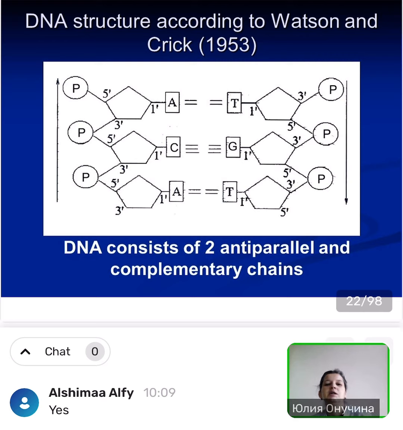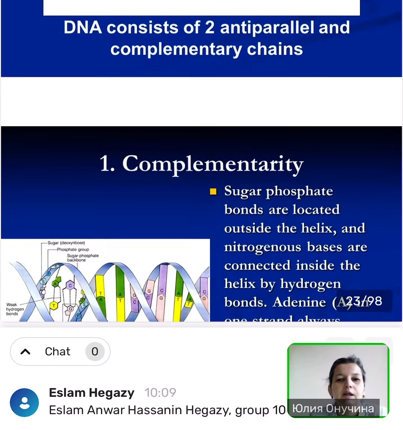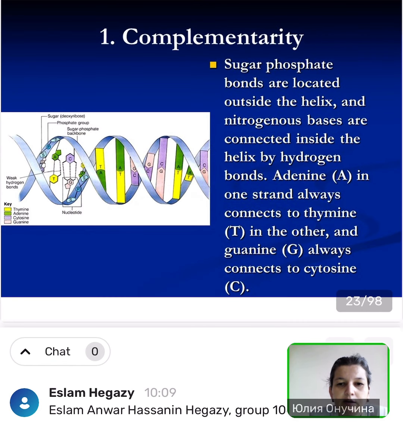So this means that opposite 5' always will be 3'. Opposite adenine always will be thymine, and so on. Complementary. Sugar phosphate bonds are located outside the helix, and nitrogen bases are connected inside the helix by hydrogen bonds. Two hydrogen bonds between adenine and thymine, and three between guanine and cytosine.